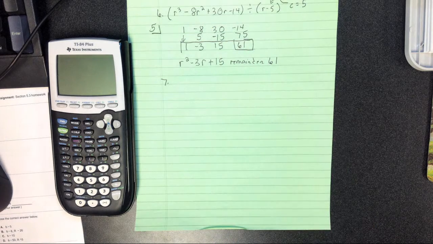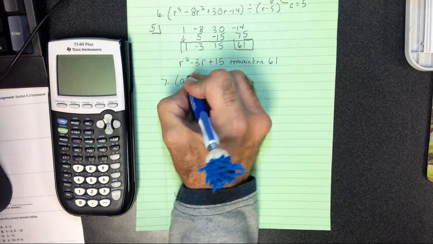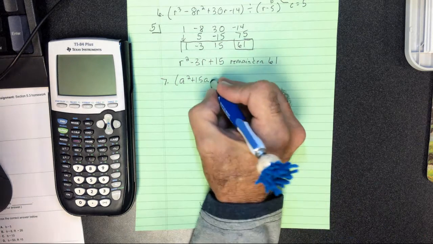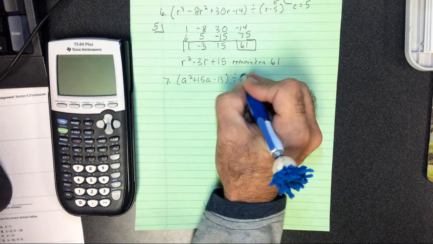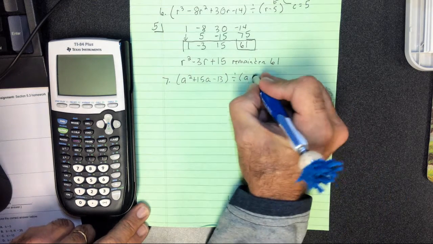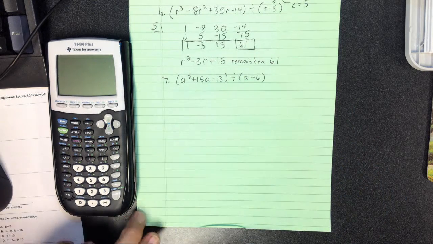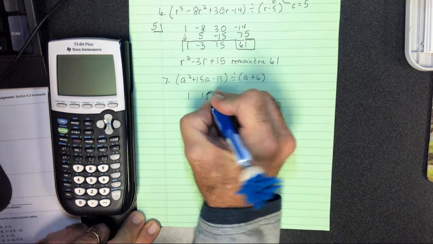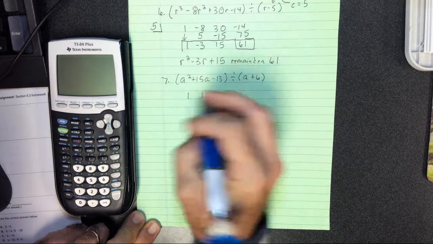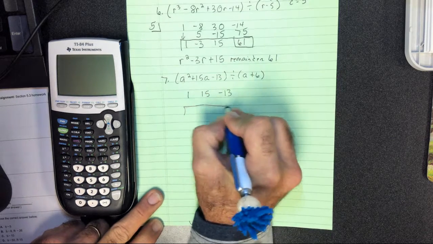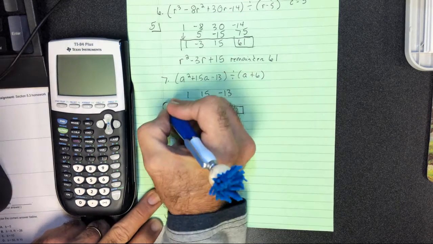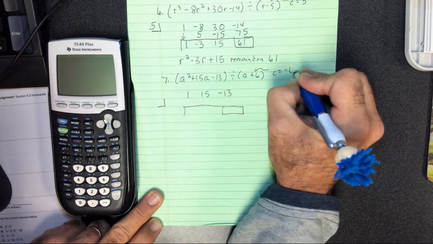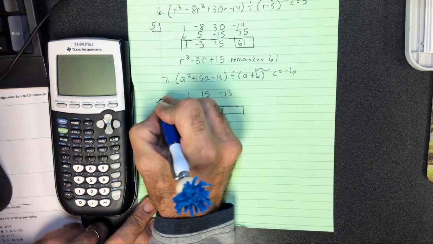Alright, moving on to number 7. A squared plus 15a minus 13. I'm going to divide that by a plus 6. Alright, so writing my numbers down, I got 1, 15, negative 13. Let me get my house drawn here. Now my c, since that's a plus 6, c will be a negative 6. So I bring my negative 6 down.